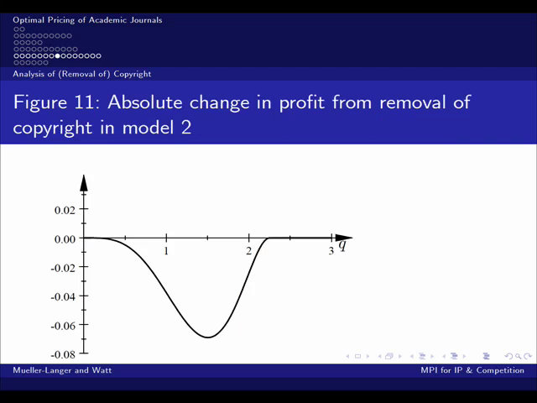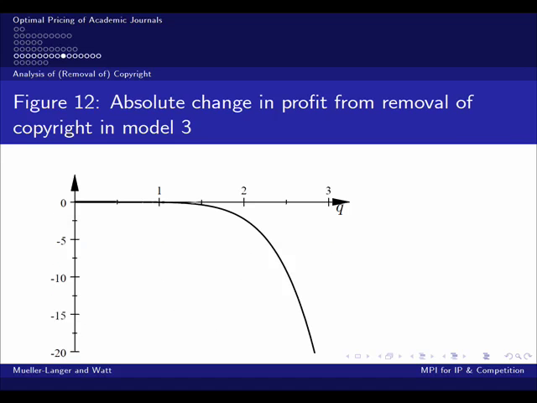Now, let's look at the absolute change in profit. It's relatively tiny when we look at this figure. It's always negative, as I've mentioned before. But in model 2 and model 3, this absolute change in profit might be significant. So for high quality levels, it has a significant negative effect on the profit of the journal. So here we make the point that as compared to model 2, for high qualities, the probability that the journal would close down is higher in the situation under the model 3 conditions.